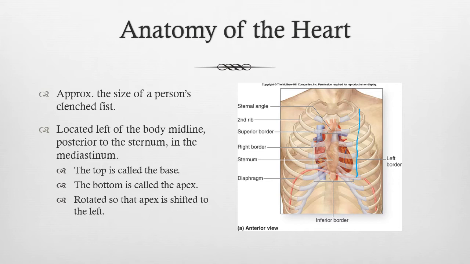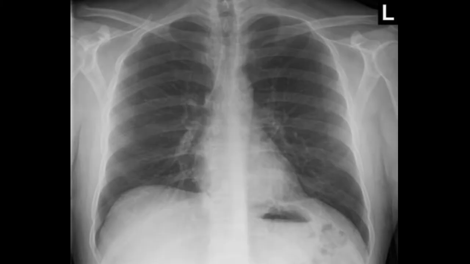The apex of the heart actually points downward. And so the apex of the heart is here, the base of the heart being up here. It's not just pointed straight up and down either, but it's actually tilted a little bit over towards that left-hand side as well.